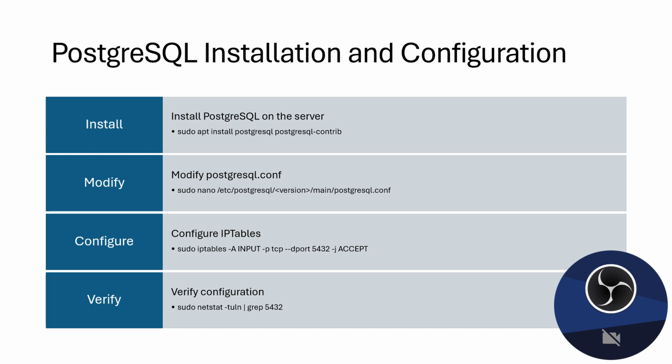Lastly, we want to verify our configuration, and we can do this using the command sudo netstat -tuln | grep 5432. And this will verify that you have your netstat up and running, or verify that you have your PostgreSQL up and running correctly.